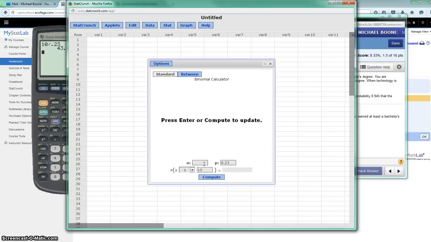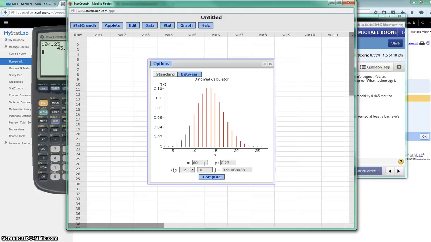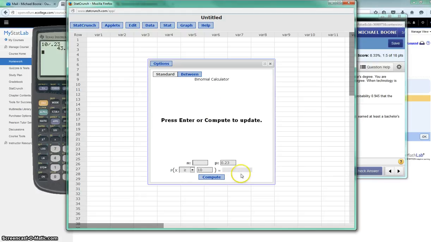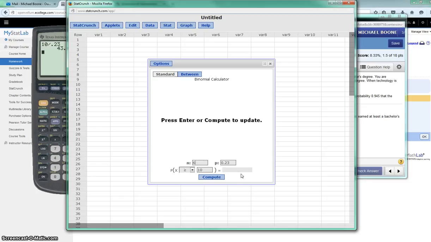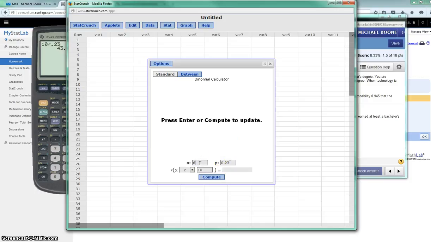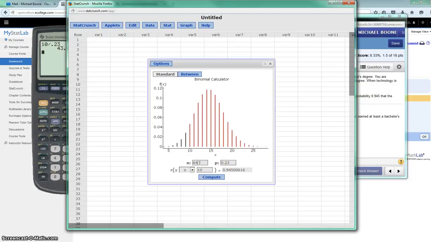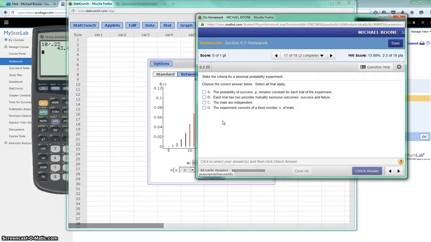So not 70, oh, 50. Oh, 50 is not enough. 60 gets us closer. Oh, so we can do less than 65. So more than 63. So it looks like 64 is the number that we need. So 64 people. So hopefully that helps with number 16.